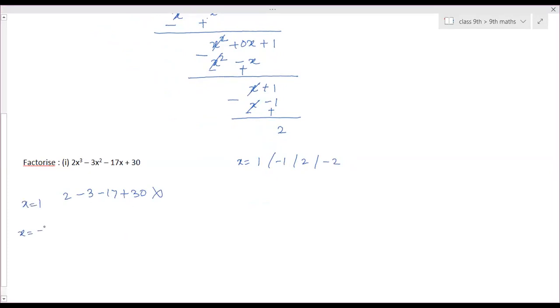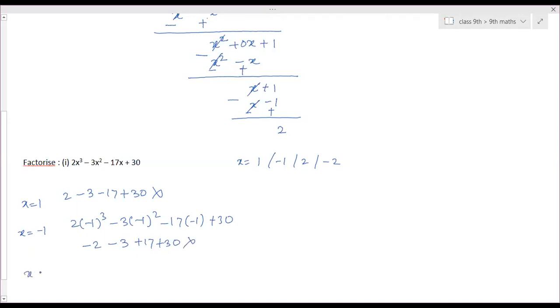Then x is equal to minus 1, check out. 2 into minus 1 cube, minus 3 into minus 1 square, minus 17 into minus 1 plus 30. So minus 1 cube is minus 1. Minus 1 into 2, minus 2. Minus 1 square, 1. 1 into minus 3, minus 3. 17 into minus 1, minus minus is plus 17. 17 plus 30. So you're not getting 0 as the answer here either.